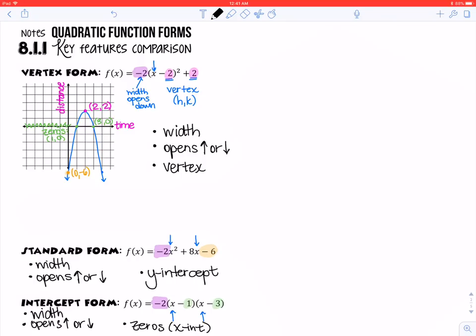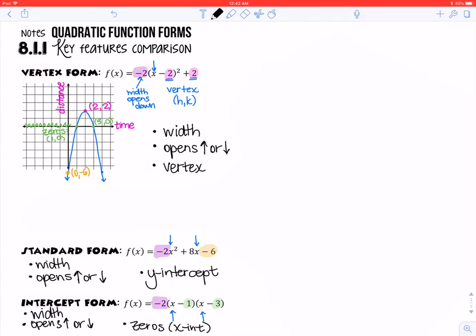Now, which one do we love the most? Probably we love vertex form because that's what we already know. And from vertex form, we can create a graph and quickly see all of these features. And so what we're going to spend Unit 8 looking at is these other forms that we have, standard form and intercept form, and how can we find what we want to know.